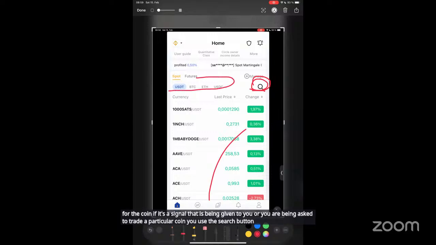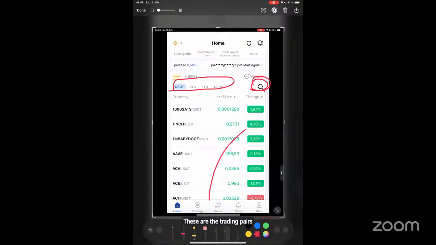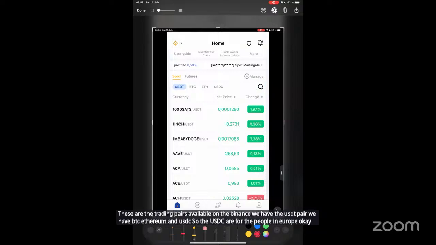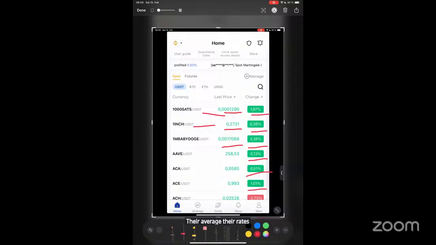These are the trading pairs available on the Binance. We have the USDT pair, we have BTC, Ethereum, and USDC. So the USDC are for the people in Europe, okay, because of the USDT removal. So you have all the coins, their current prices, their average, their rates currently based on the price, okay.